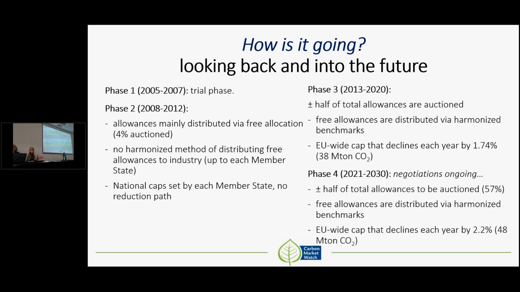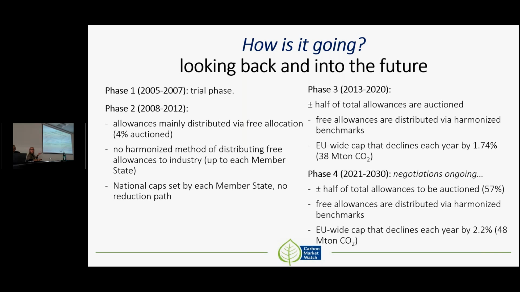So the idea was we put the allowances out there to push the development, so to say, and only 4% were being auctioned. There was no harmonized method of distributing these allowances, so member states received allowances and then they distributed them in the way they thought appropriate. And the member states were also the ones setting the national caps, the limits, and they didn't have to put forward a trajectory for emission reduction. So this is how it was done between 2008 and 2012, for example.